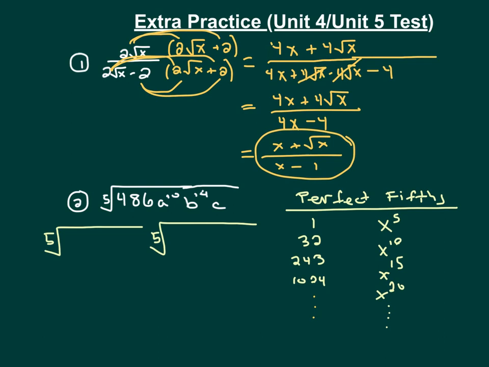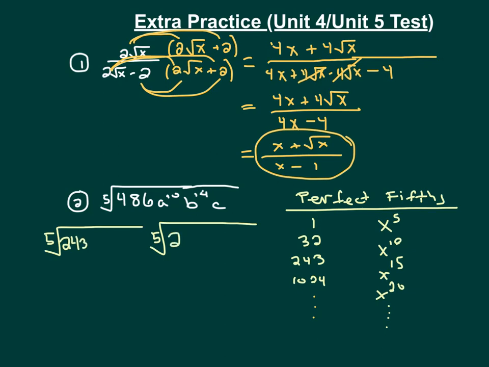All right, so first thing we want to do is take a look at the 486, and since that's not on our list of perfect fifths, we want to come up with 2 numbers that multiply to 486, where one of them is a perfect fifth. So 243 times 2. Since the 243 is the perfect fifth, I'll put that under the first radical, and the 2 would go under our leftovers.